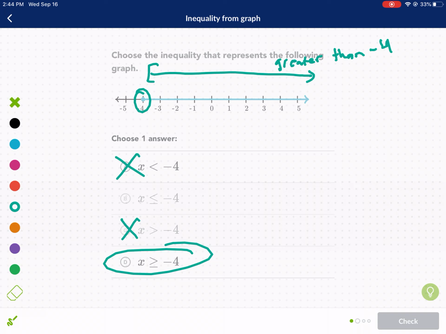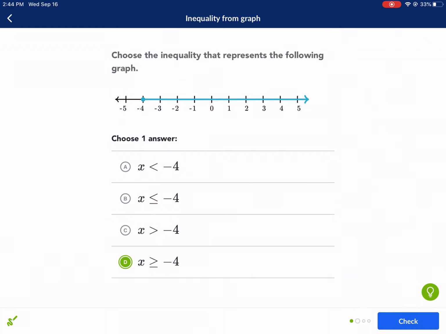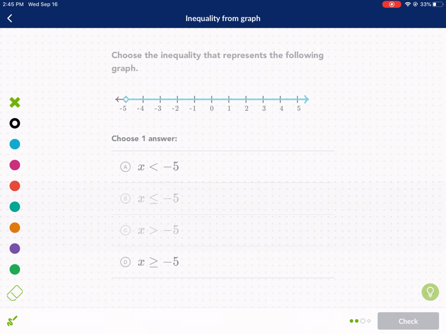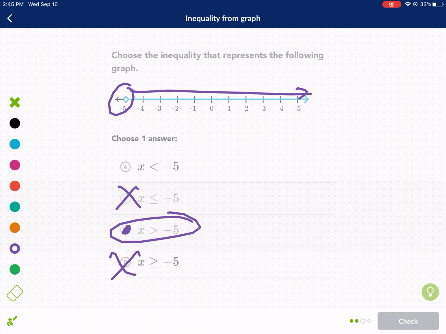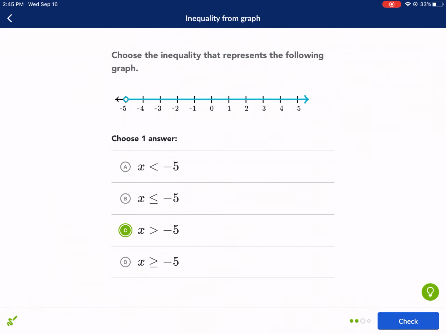If you want, you can always test a value. Try 0 or 5. Does that make a true statement in this inequality? It does, so we know D is our correct answer. Next question. -5, we have an open dot, so we're going to exclude these ones because they include -5, and we're talking about all the values bigger than -5, so x needs to be greater than -5, and that is option C. X is greater than -5, not equal to.